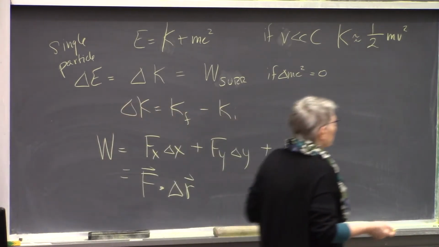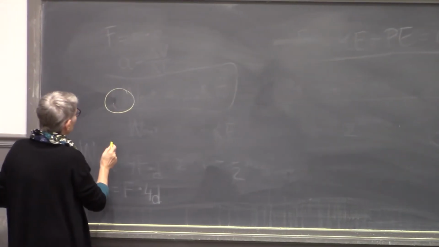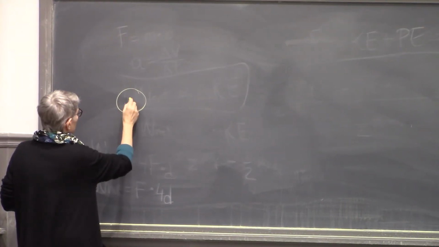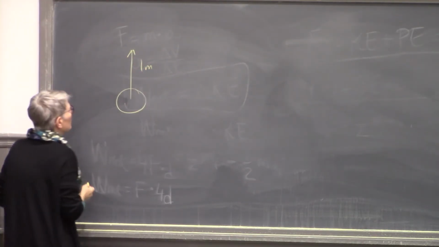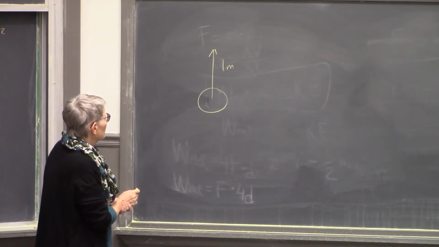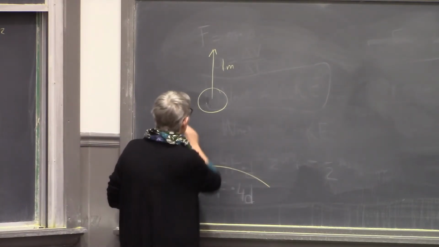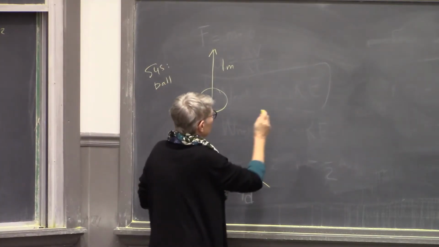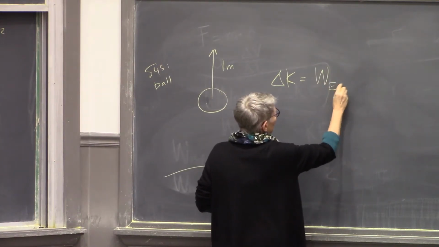So for example, if we have a ball going up 1 meter, and the ball is our system, and it's near the surface of the Earth, then the change is just equal to the work done on it by the Earth.